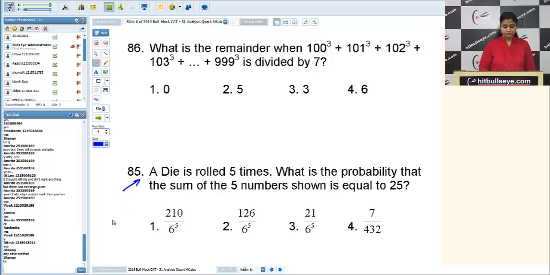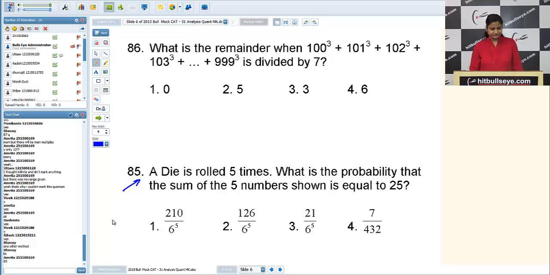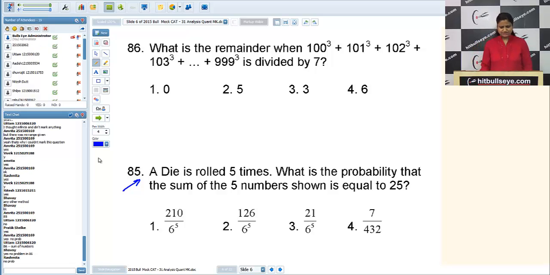Question number 85, a good question. Yeah, guys, any problem? 85th. I think 86th is very easy, so you don't have any problem in this. Am I right? 86th question. Yes, you can apply the sigma n cube formula, or you can go by cyclicity. Many approaches. Easy question 86. Clear, Uttam? Sigma n cube formula you can apply.